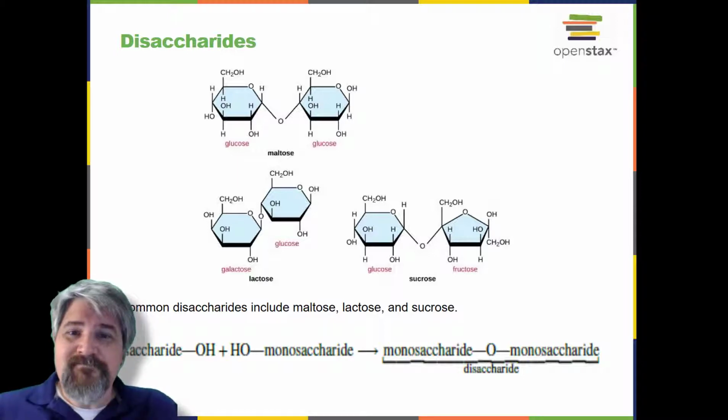Well, it is. Common disaccharides are the grain sugar maltose, made of 2 glucose molecules, which makes it well suited for making beer, the milk sugar lactose, made of a galactose and a glucose molecule, and the table sugar sucrose, made of a glucose and a fructose molecule.